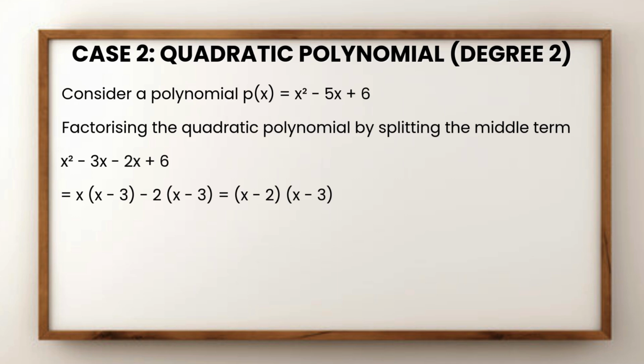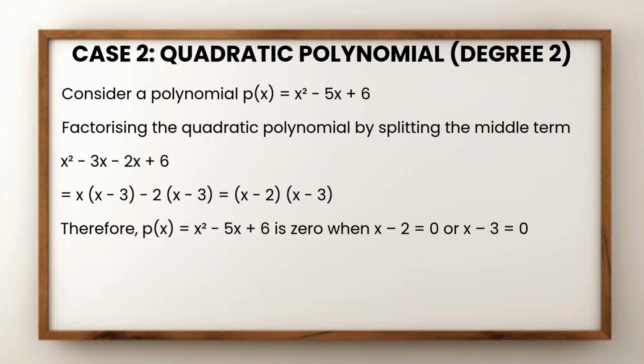Since a polynomial is 0 when one of its factors is 0, we set x minus 2 equal to 0 or x minus 3 equal to 0. This gives us the zeros x equal to 2 and x equal to 3.